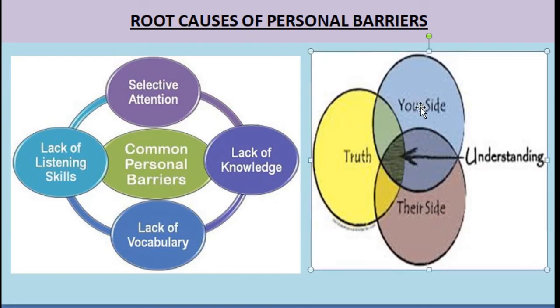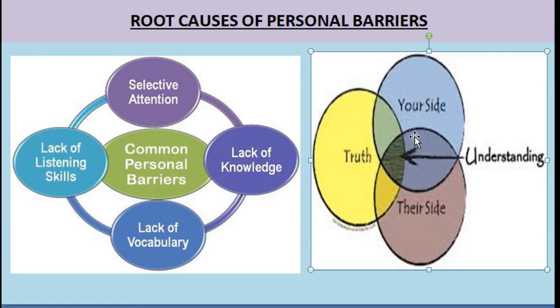The next picture is saying that these three components, like your side, their side, and the truth, are interrelated with each other, bound together by the term understanding. So the understanding element must be there, right? Whenever you are communicating with two people or three people or a group or an individual, you must hold the element of understanding, right?